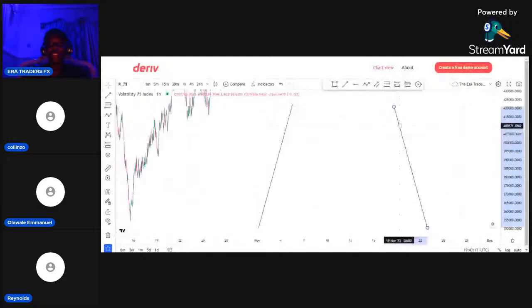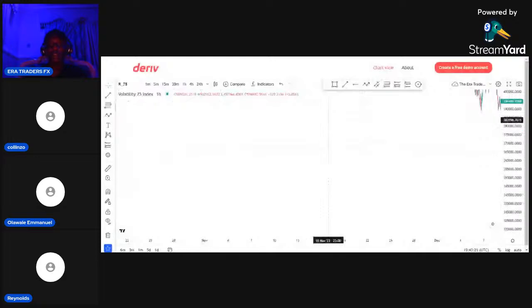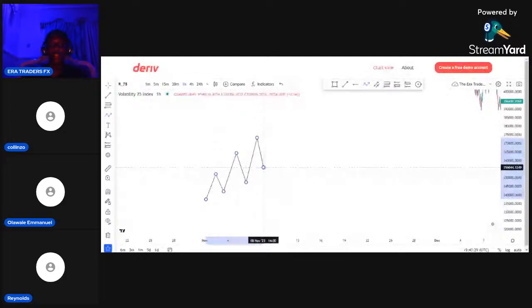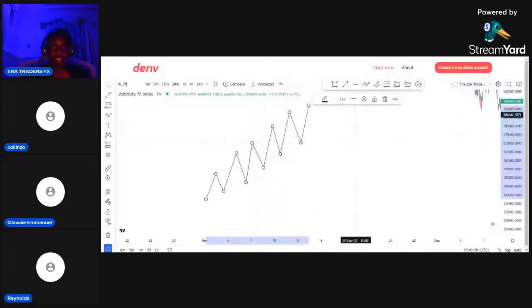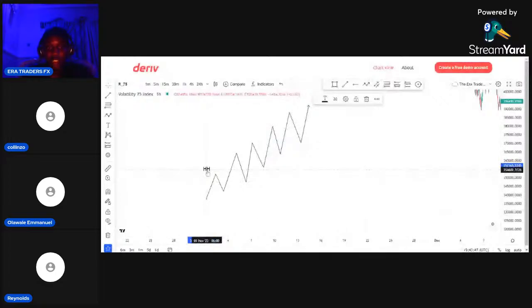for an uptrend, write this down. For an uptrend, the market forms a series of higher highs and higher lows. Higher highs, higher lows, higher highs, higher lows. You get that? So when the market is on an uptrend, the market forms a series of higher highs, higher lows.